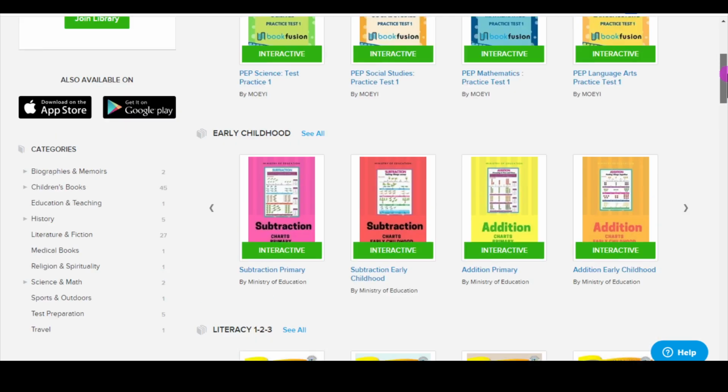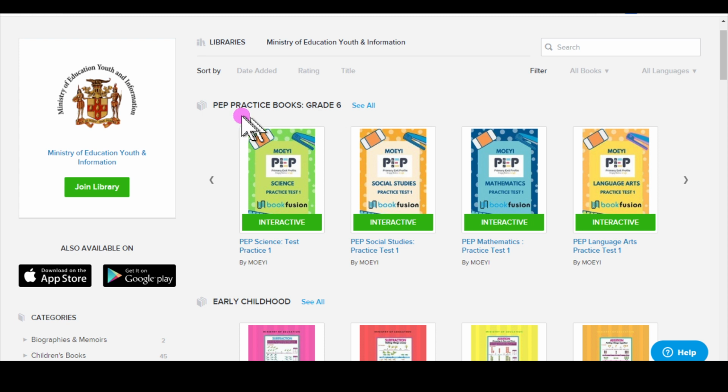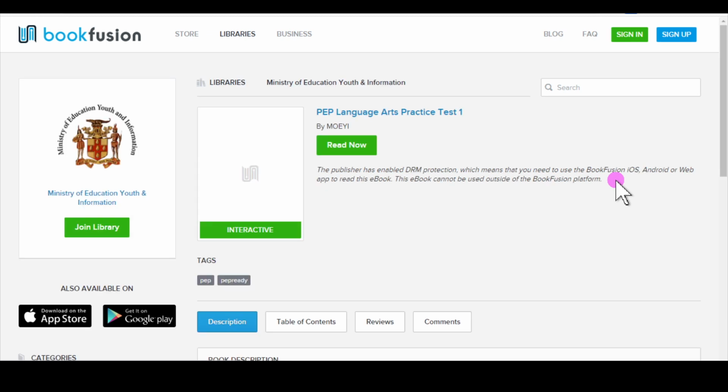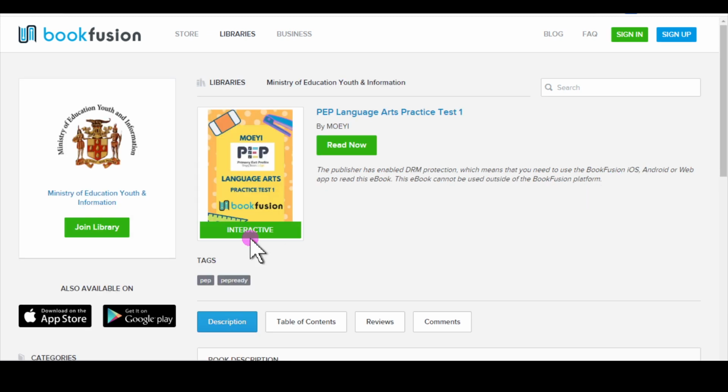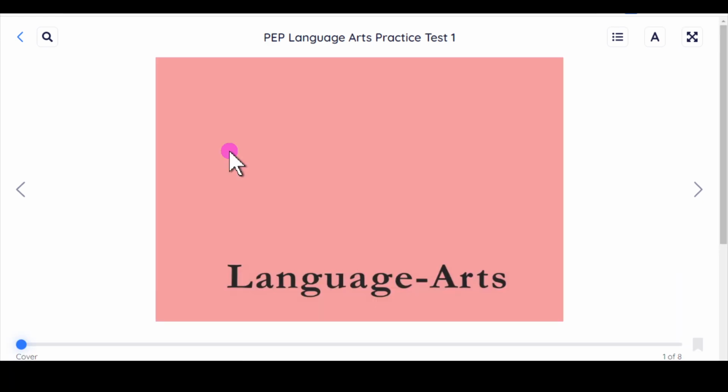Okay. But what I'm interested in is this section here at the top. PEP practice books for grade 6. And in this episode, we're going to focus on the language arts. It says interactive. I'm going to hit on this one. I'm going to click on the interactive section here. All right, let's go read now then. And our practice book comes up.